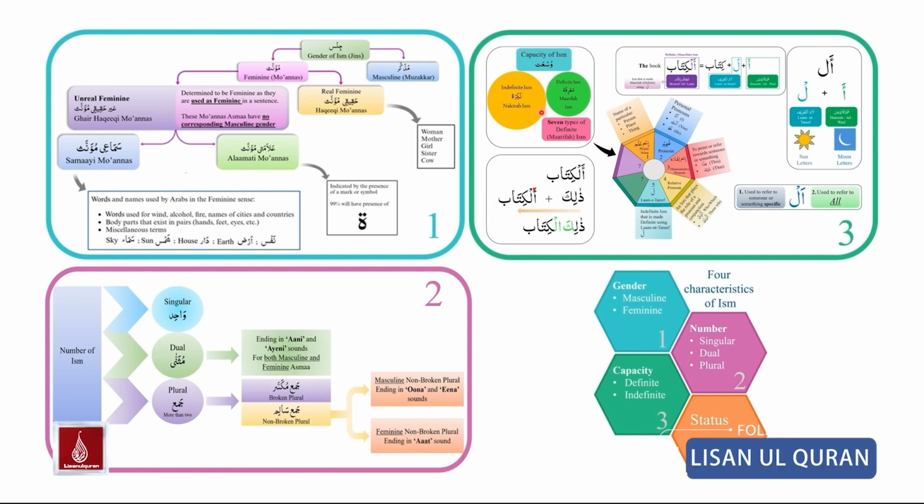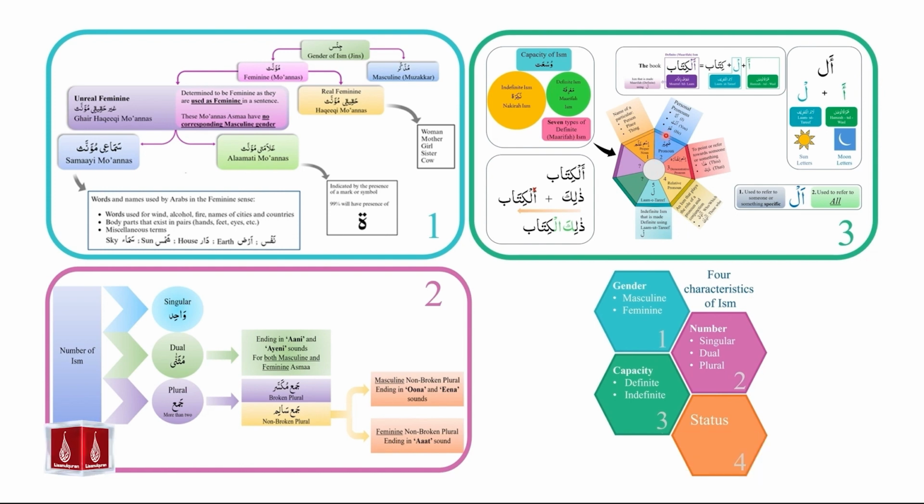We identified 7 types of definite and marifa asma, and we determined that we will only study 5 of the definite asma at this time. These include proper nouns, personal pronouns, demonstrative pronouns, relative pronouns, and asma that have lamut tarif in them. We studied al further, which is a combination of lamut tarif and hamzatul wasl.